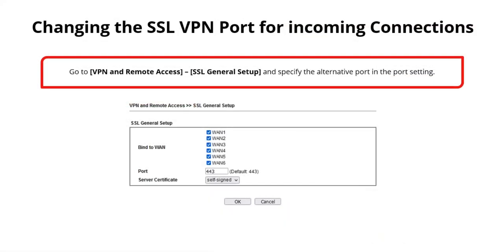The SSL VPN service port is set to 443 by default. Should you wish to change this, you can do this from the VPN Remote Access SSL General Setup page. And here you can specify the alternative port in the port setting.